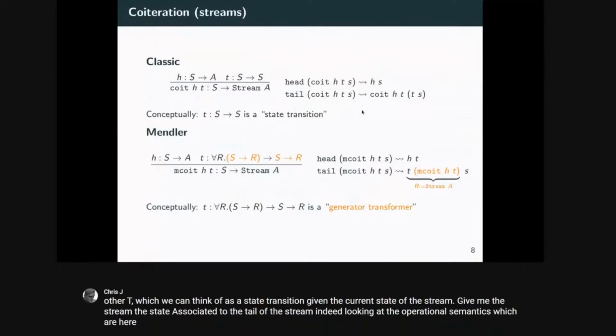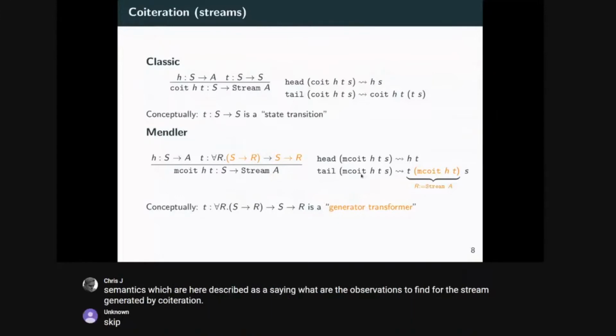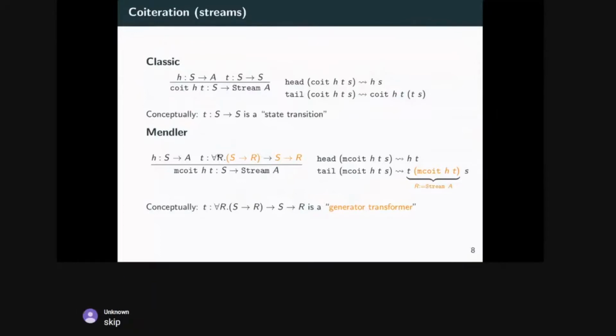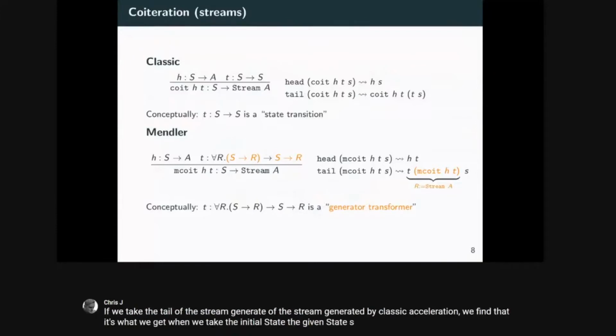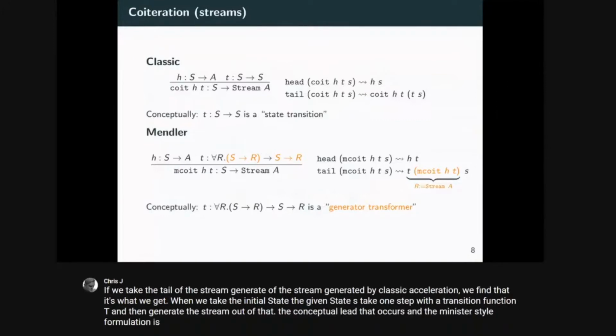The conceptual leap that occurs in the Mendler-style formulation is how we think of T. Instead of having it be a state transition, we can think of T rather as a stream generator transformer, and one that has this parametric property. So T is now a higher order polymorphic function quantifying over a type argument R, taking functions of type S to R, where we're thinking of this function as a way of generating streams from R. So R is sort of a stand-in for recursive occurrences of stream A itself. I'm taking such stream generator functions and transforming them to another.